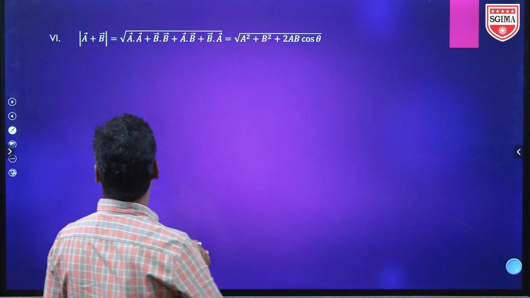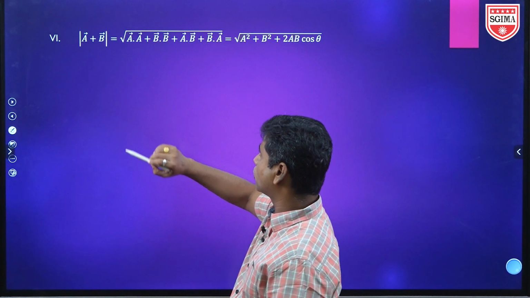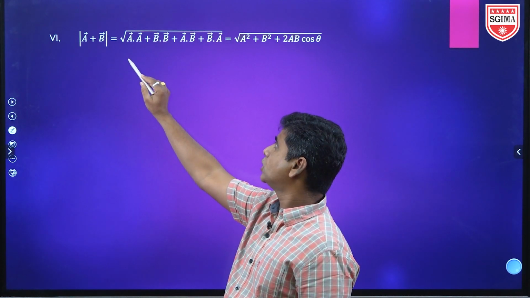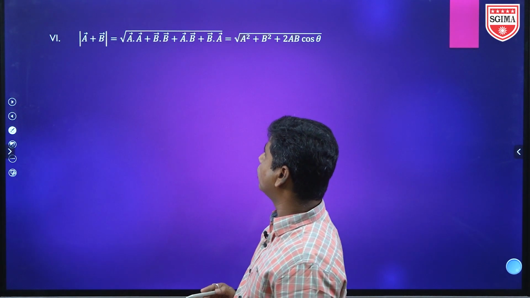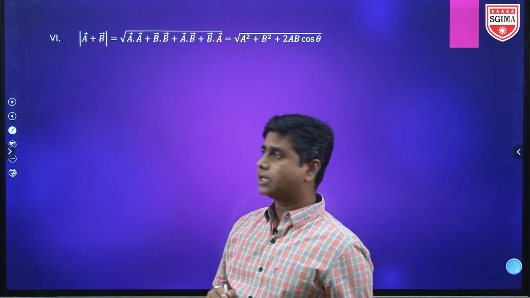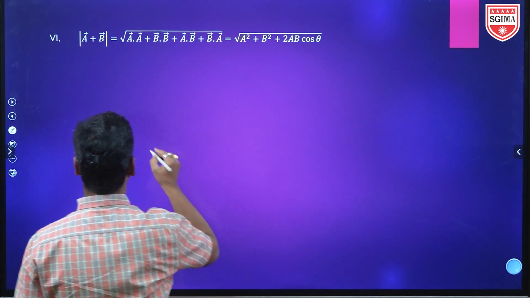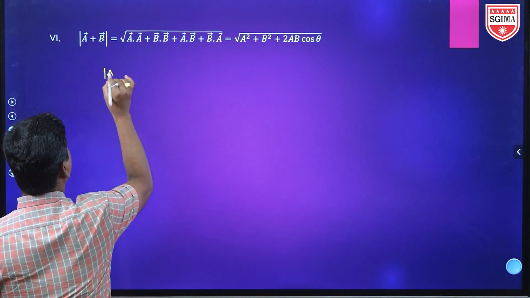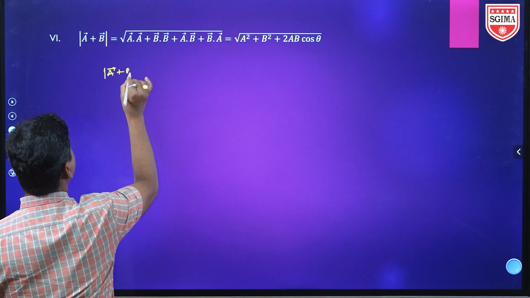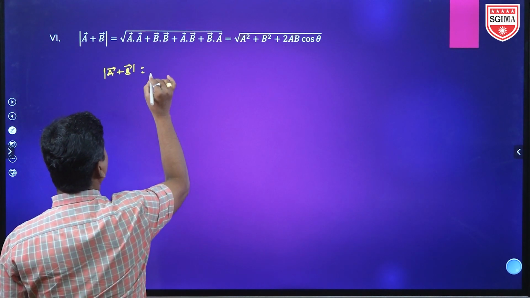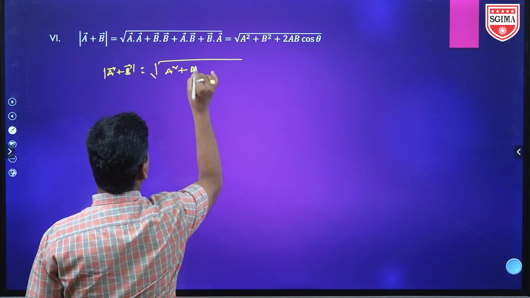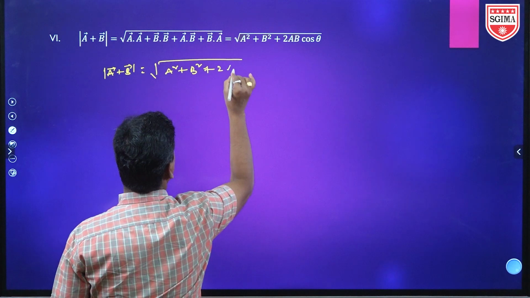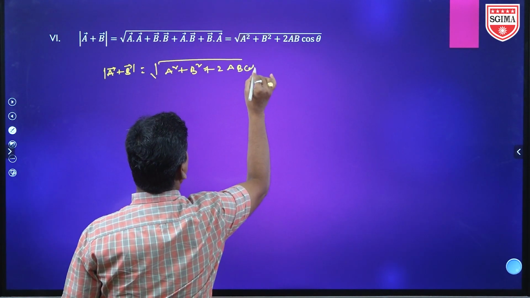Next, one more property: modulus of A bar plus B bar, it means the magnitude of A bar plus B bar. Generally we write the expression for the magnitude of A bar plus B bar, in this vector form, as under root A square plus B square plus 2AB cos theta.